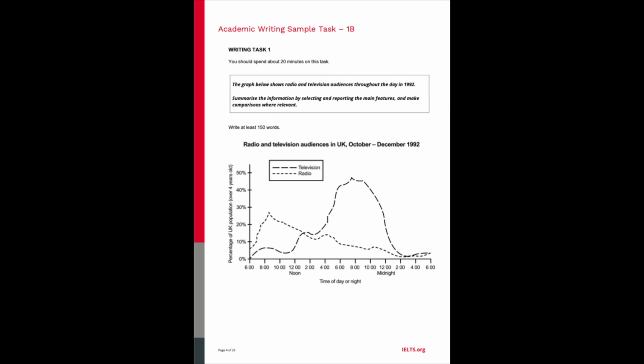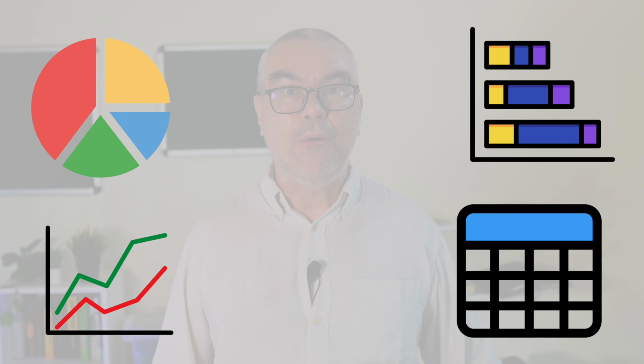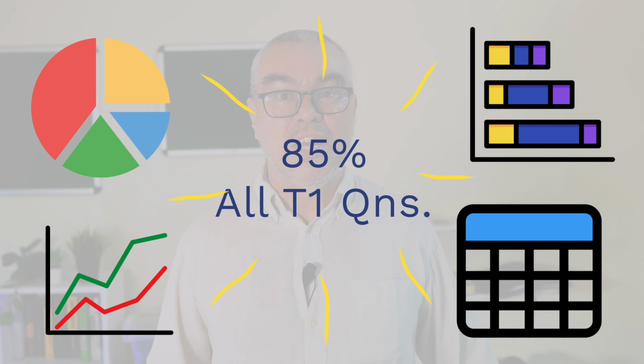Now, as a general rule, you've got 4 main types of charts. You have the line graph, which you can see here. There are pie charts, bar graphs, and tables. These 4 make up 85% of Task 1 questions in IELTS. The other 15% are maps and process diagrams of how things happen. That is what your Task 1 in the academic version looks like.